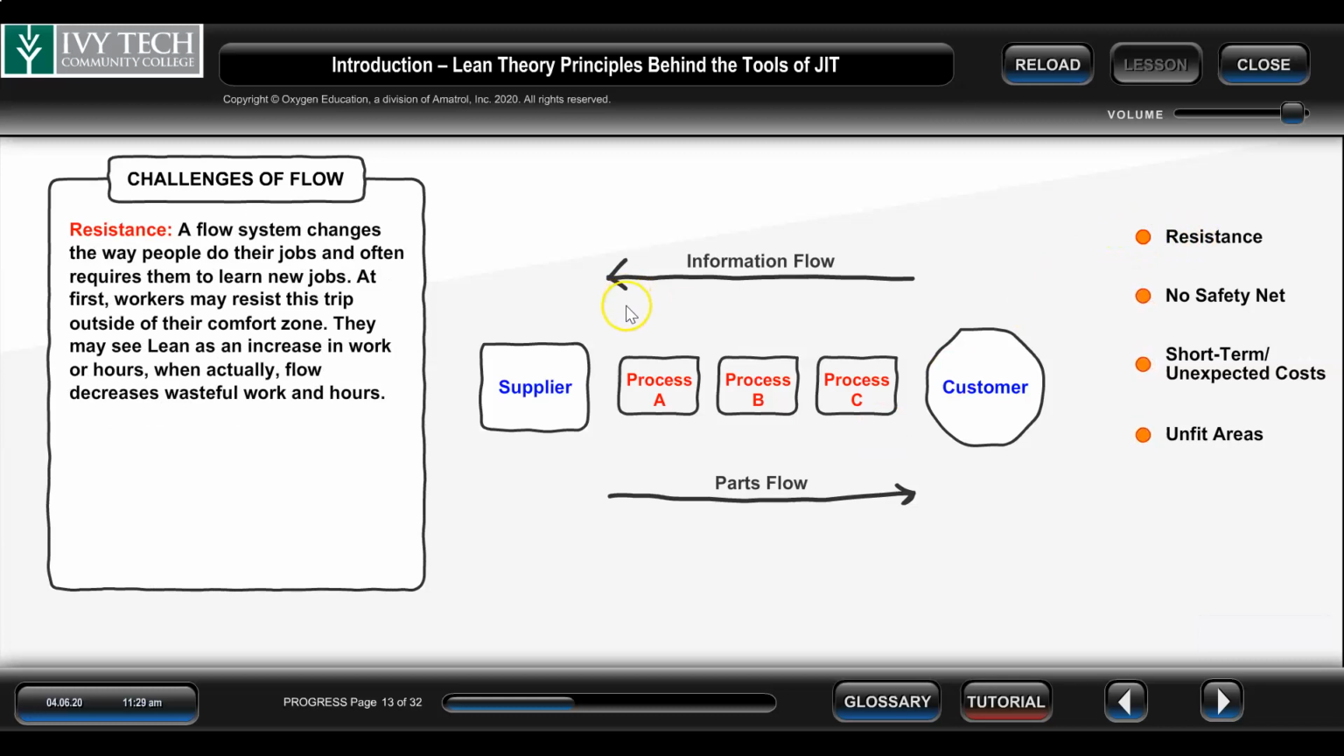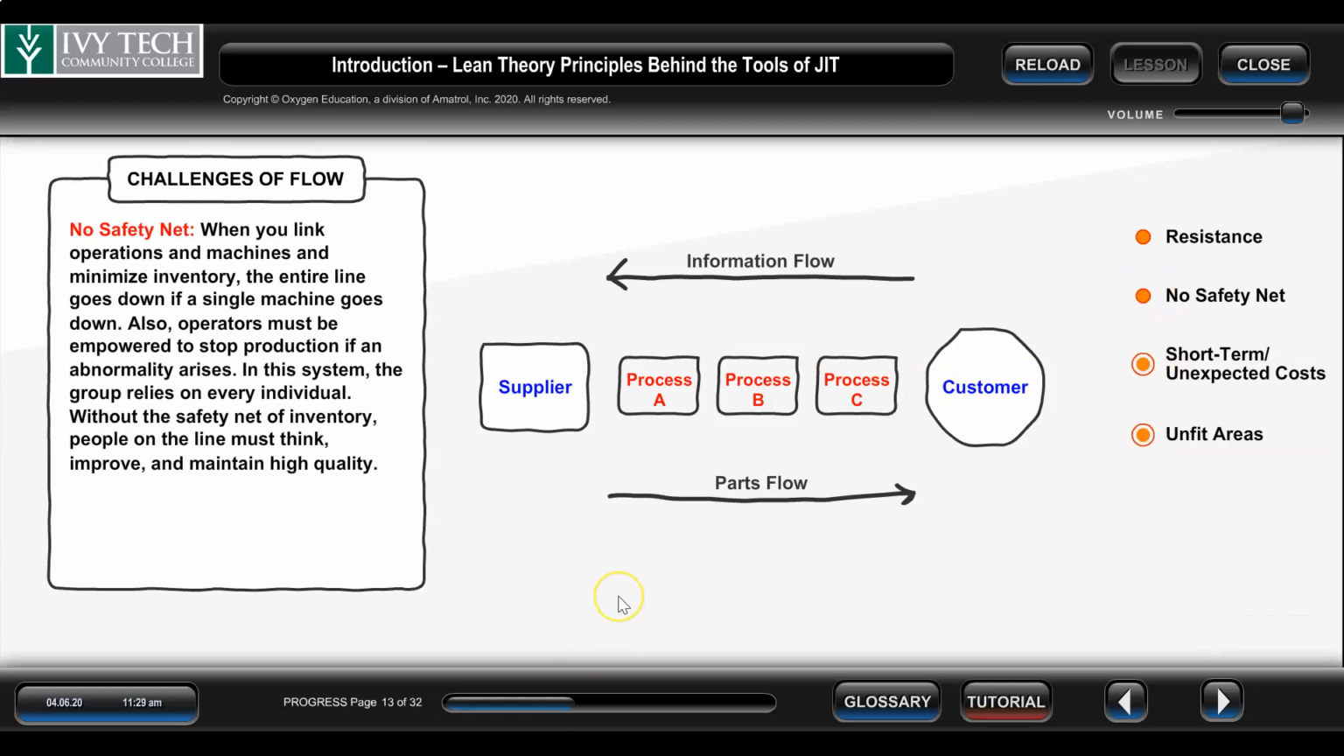Resistance. A flow system changes the way people do their jobs and often requires them to learn new jobs. At first, workers may resist this trip outside of their comfort zone. They may see lean as an increase in work or hours, when actually flow decreases wasteful work and hours.